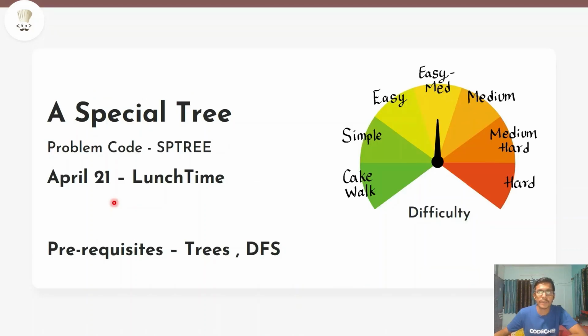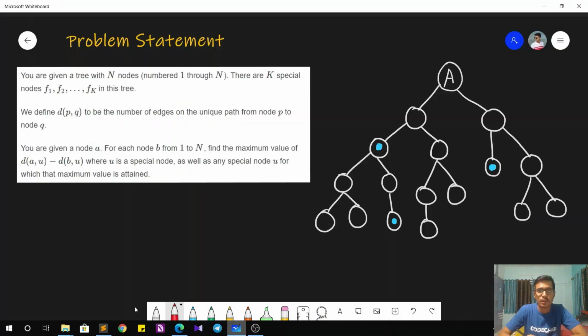The problem that we are going to discuss today is a special tree. The problem appeared in April 21 Lunchtime and has a difficulty level of easy-medium. The prerequisites to solve this problem are trees and DFS. The problem statement goes as follows.